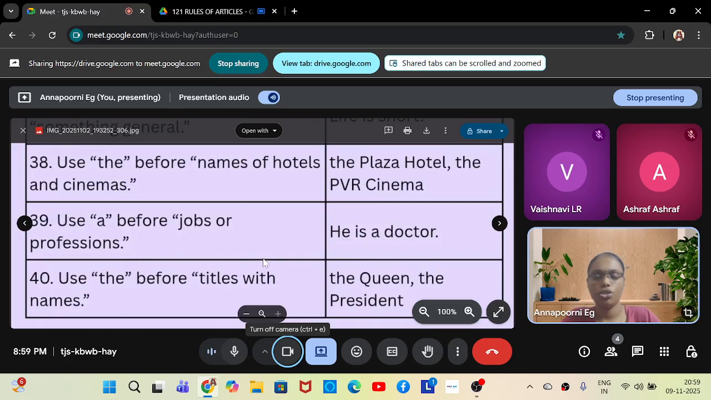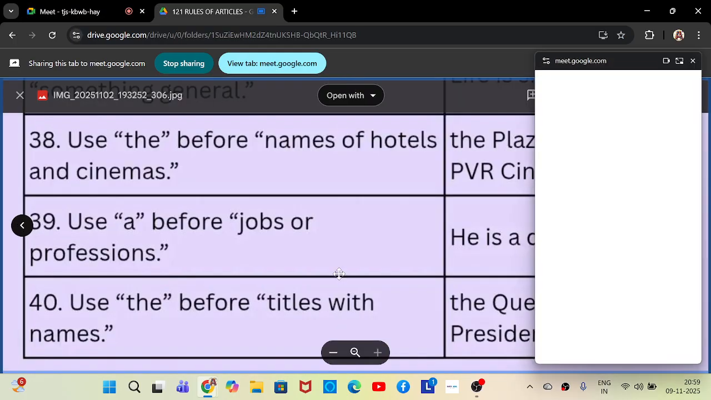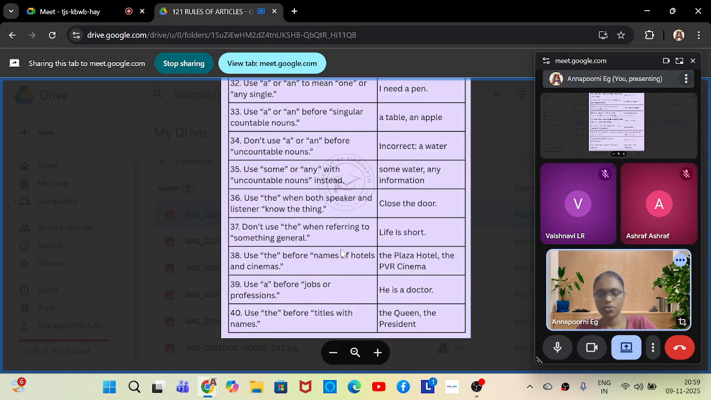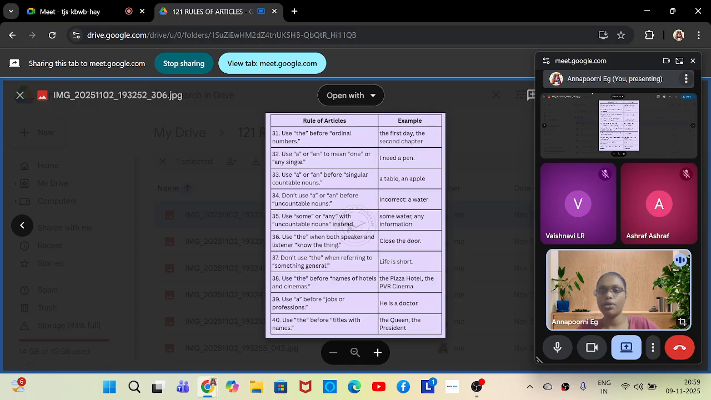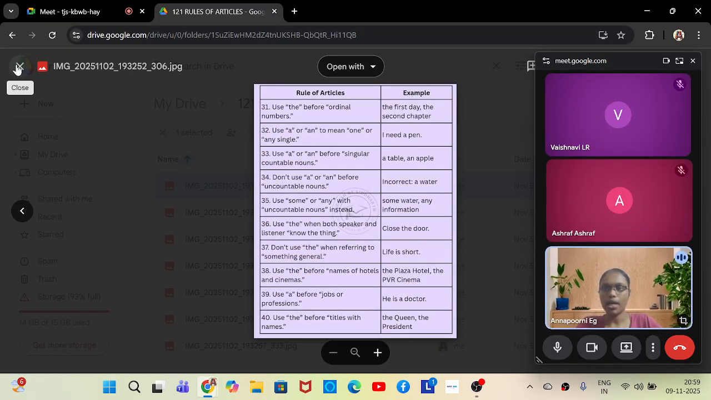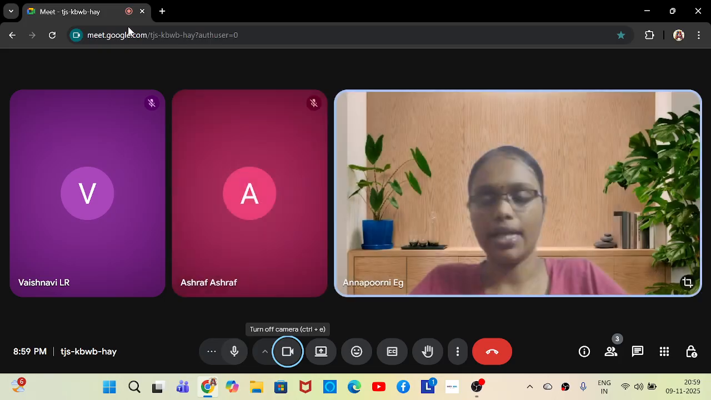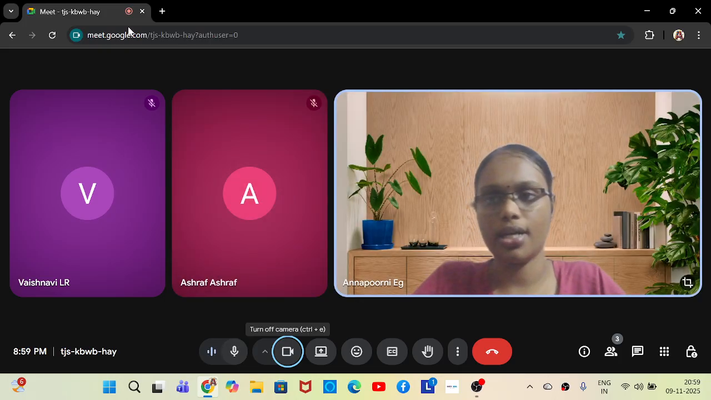So this is how you have to use the. Okay. So out of 121 rules, we have completed 40 rules today. So we have 81 rules more, which we will complete in the next classes. So articles are very important, students. You should know the basics and how to use articles. These are the basic rules.